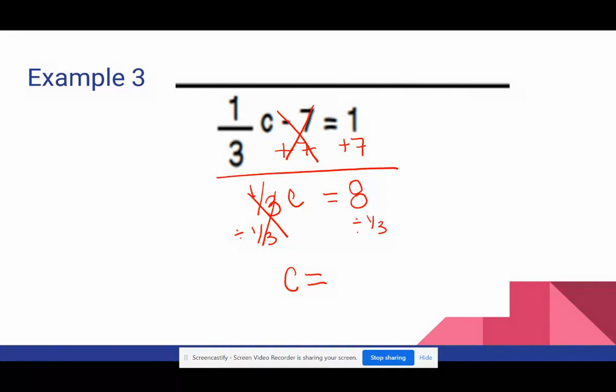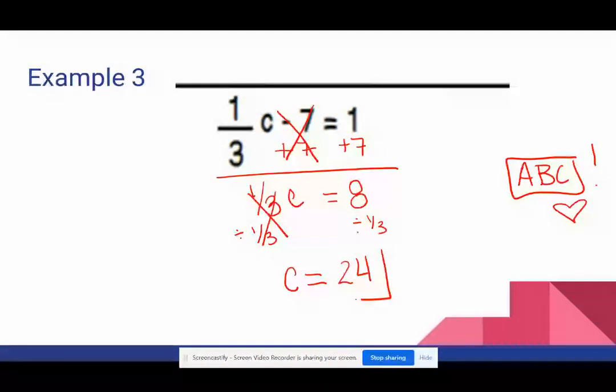To do 8 divided by 1/3, remember you use your ABC button. Your ABC button is going to be your best friend. So we do 8 divided by 1ABC3. And when you do that, you get 24. So c equals 24.